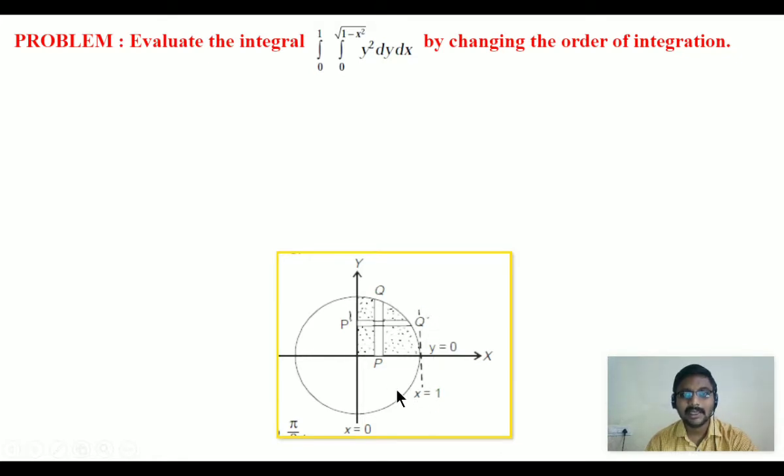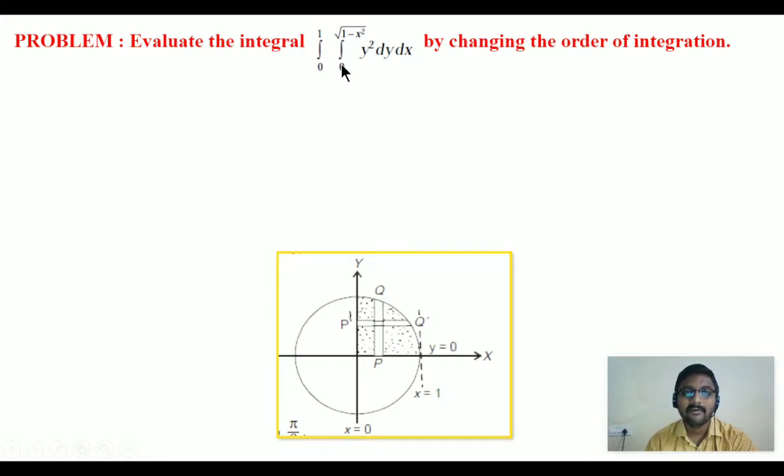X equal to 0 means the y axis. X equal to 1 line is parallel to y axis, and the intersection point with the circle on the x axis is (1, 0), so the line x equal to 1 passes through the point (1, 0), and also the line x equal to 1 is a tangent line to the circle. So it is the rough sketch of the region taken with respect to the given limits.